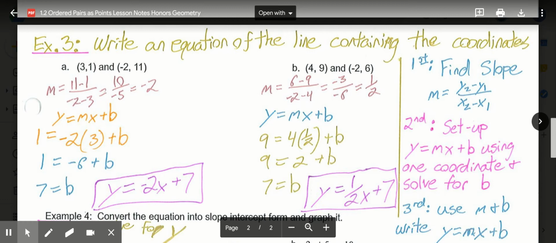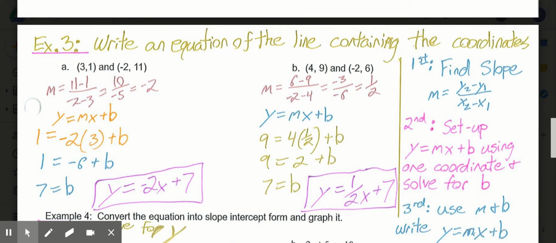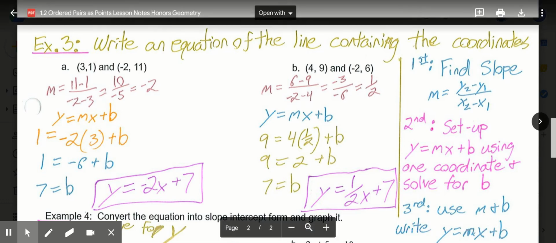So then we end up with 10 over negative 5. 10 divided by negative 5 gives me a slope of negative 2. So my slope is negative 2, or negative 2 over 1. Then what you want to do is set up your equation in y equals mx plus b, slope-intercept form, and plug in the slope that we just found and one set of your coordinates, either set, to solve for b.